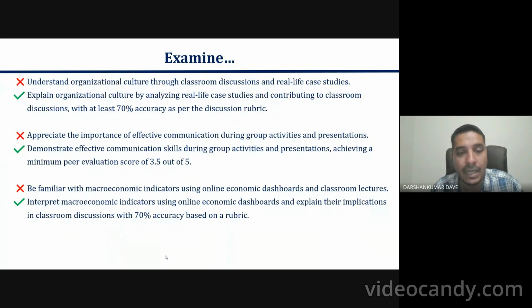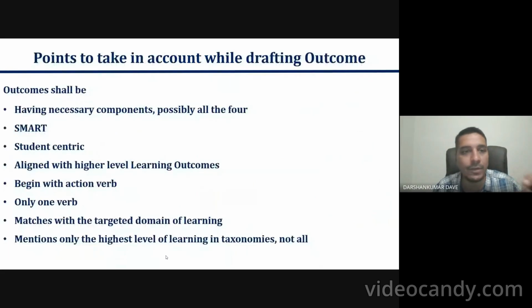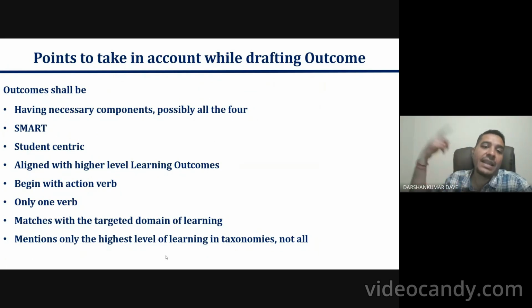Yes, sir. Okay, let me quickly give you the last points. These are the points you should take while drafting or reframing your outcomes. Your outcome statement must have the necessary components, possibly all four. It should be SMART. It should be student-centric. It should be aligned with the higher learning outcomes. Begin with the action verb. Only one verb. This is very important. You cannot have two verbs for a particular task.